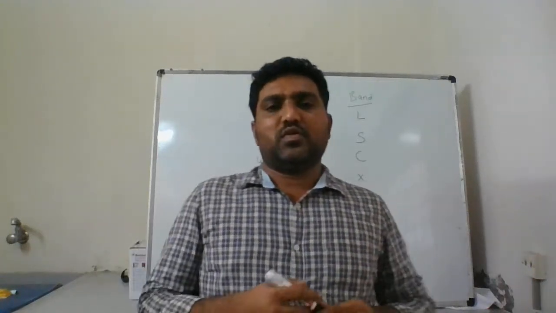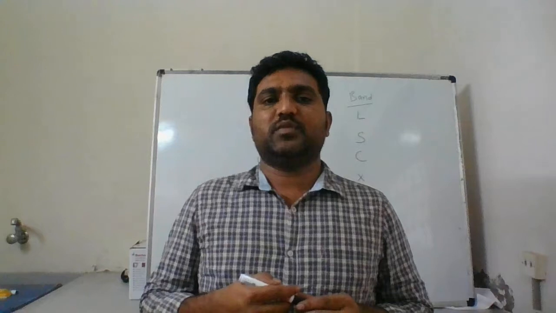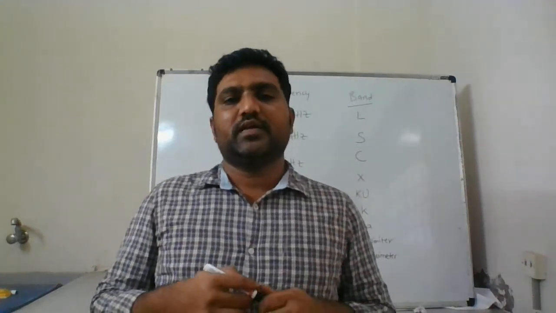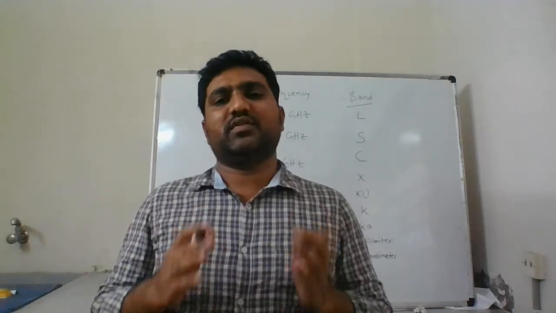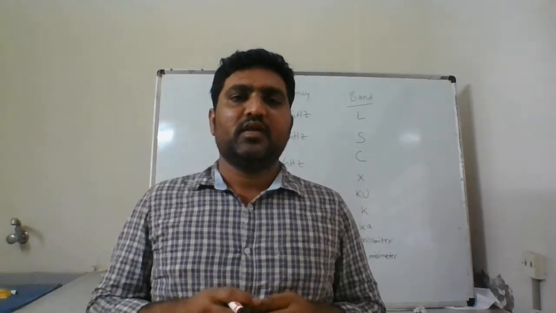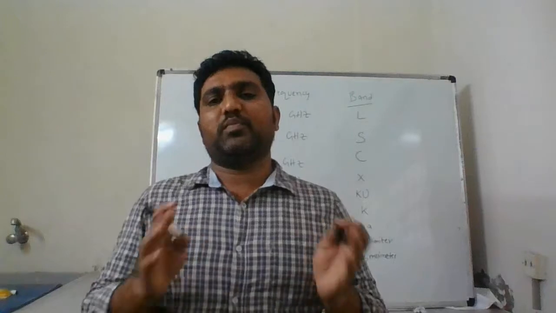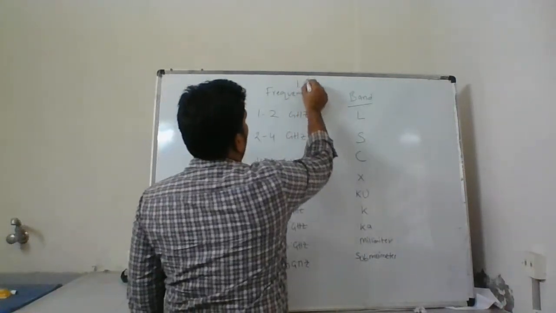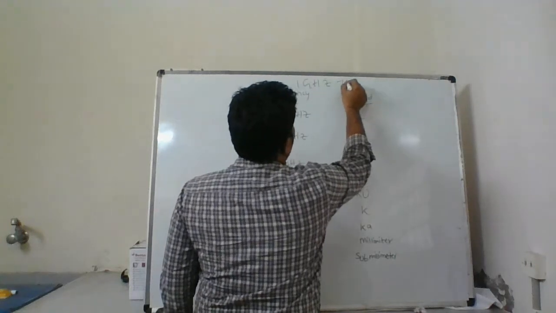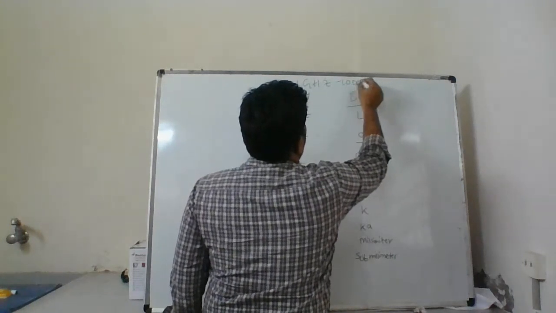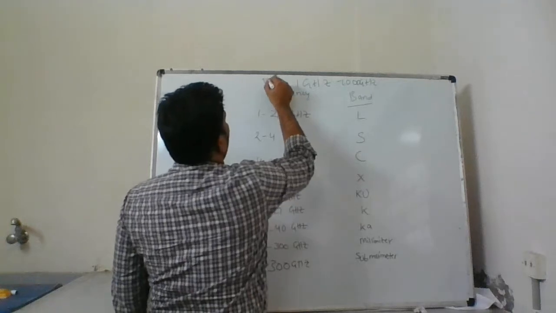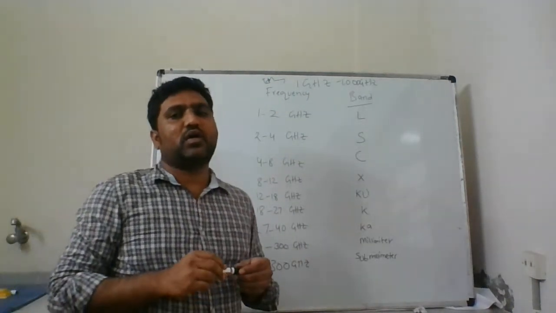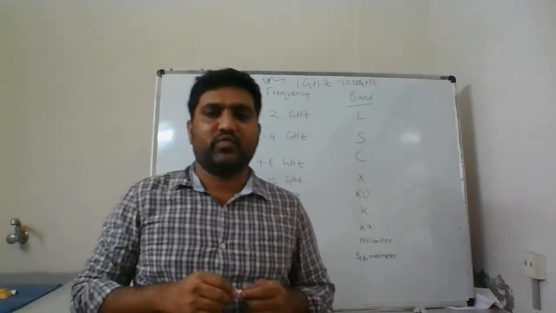Before we start the actual concept, as we discussed in the previous overview, a microwave signal is basically an electromagnetic wave of a particular frequency range. Here the range that we discussed was 1 gigahertz to 1000 gigahertz. An electromagnetic wave having a frequency between 1 gigahertz and 1000 gigahertz is called a microwave signal.